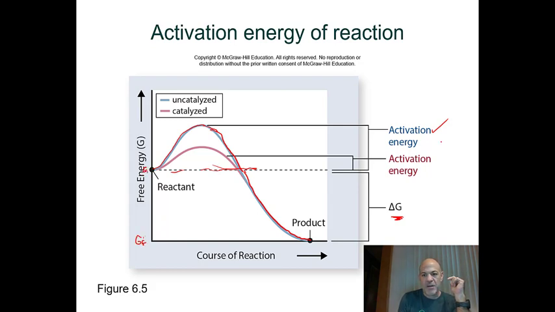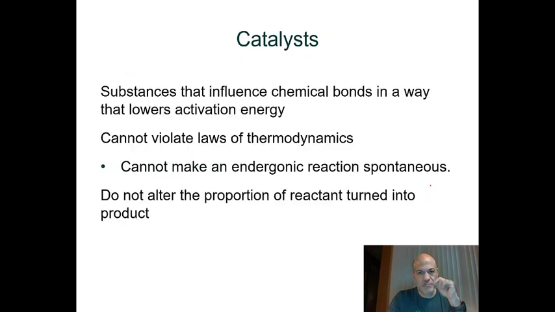Okay. Now, if we lower our activation energy, and in red here, it's due to a catalyst, that's going to help us speed up our reaction. So this brings up that definition of catalyst. These are substances that influence chemical bonds in a way that lowers their activation energy. I mentioned you cannot violate the laws of thermodynamics. That means it's not going to give you a different delta G. You still get the same change in free energy. You're just lowering that little bump where you have to invest some energy to get some back.